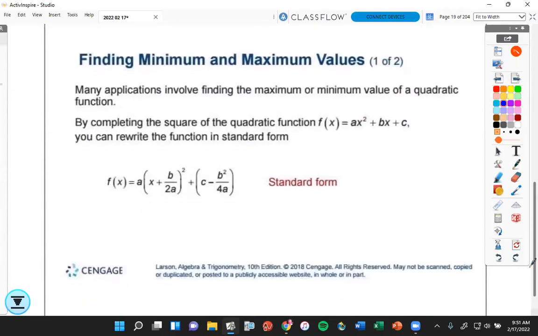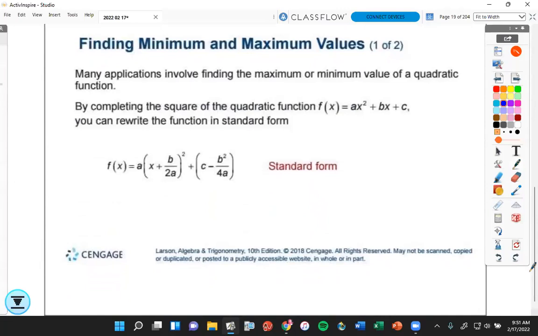So how do you go about finding the minimum and the maximum? Well, to find the minimum and the maximum, you're going to complete the square and write it in standard form. This is what standard form is going to be. This is a general, simple standard form, though it's very ugly.